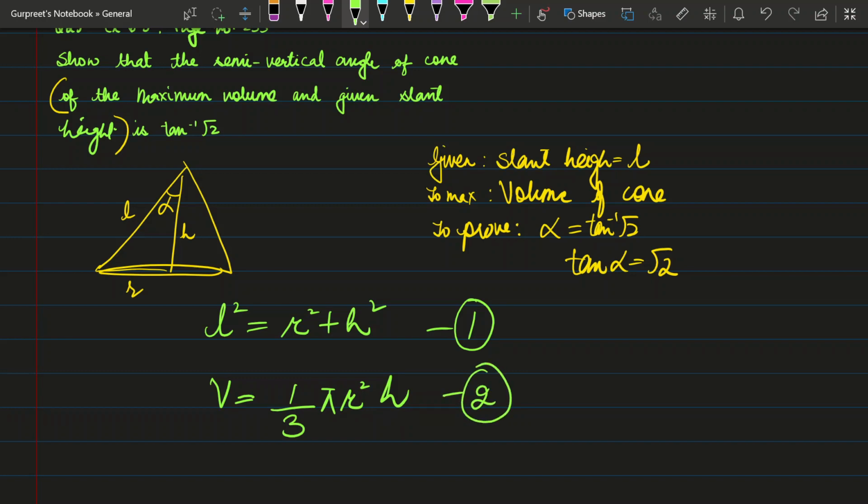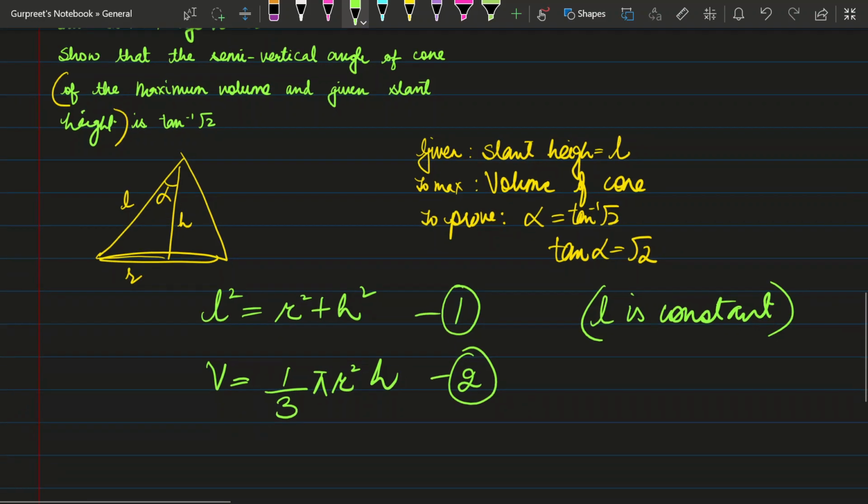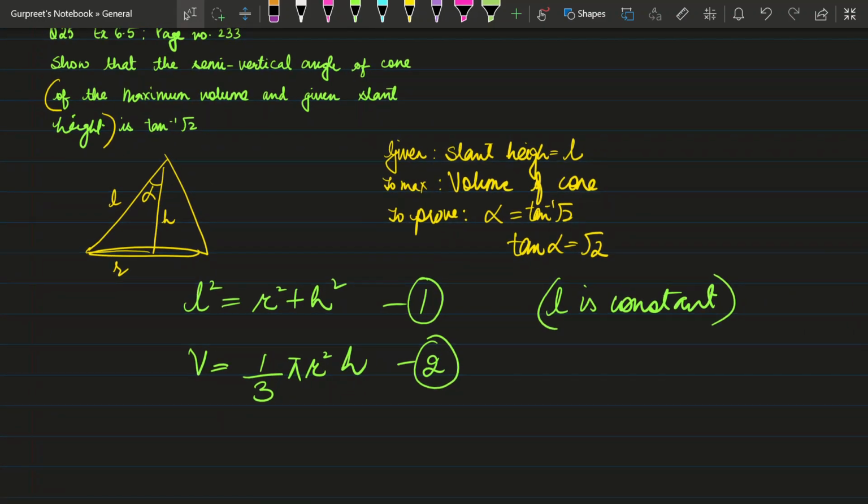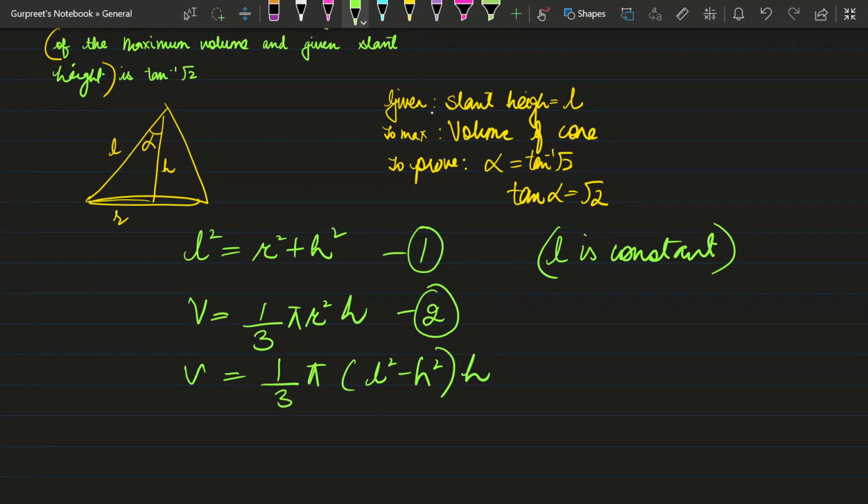Nothing else is given. L is given, which means L is constant. It means you cannot differentiate with respect to L because that is constant. Now V has two variables, R as well as H. You can get rid of one variable using equation number 1. So I'm writing the value of R square because I do not want to write H, as then I'll get a root. So V is now pi upon 3 into L square H minus H cube.